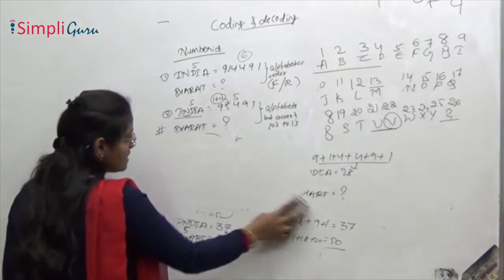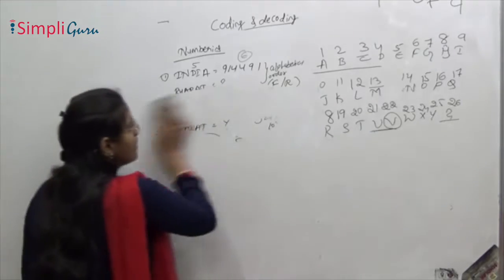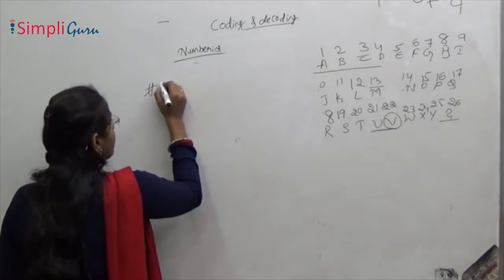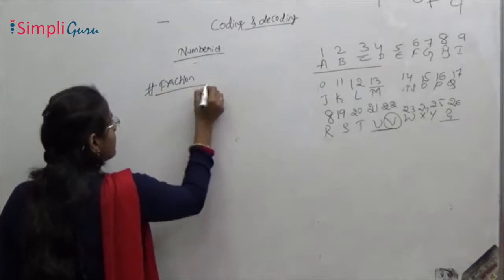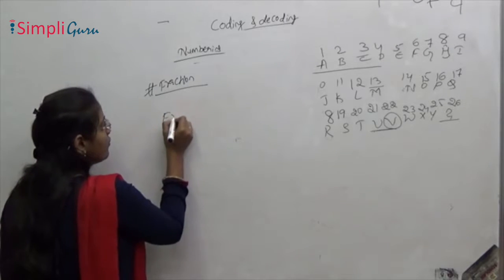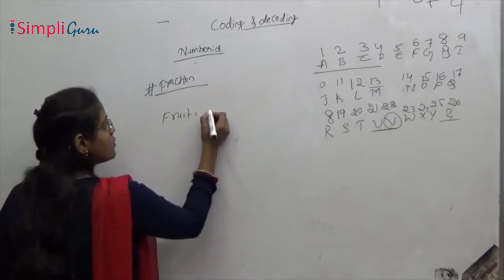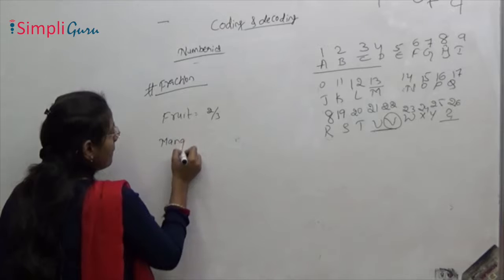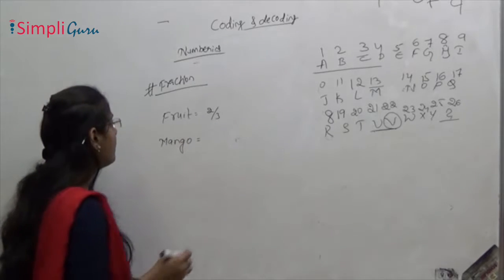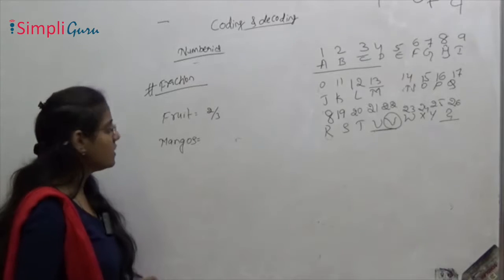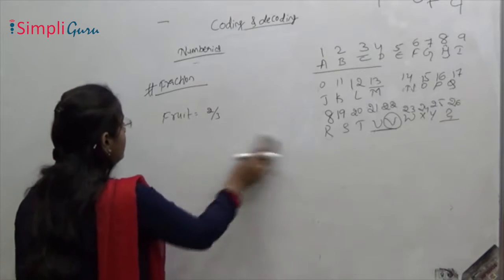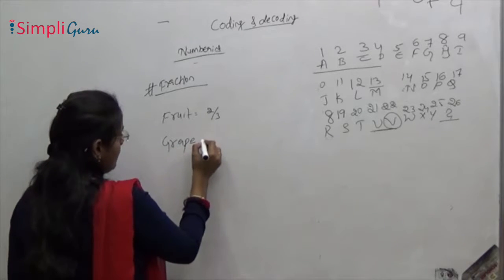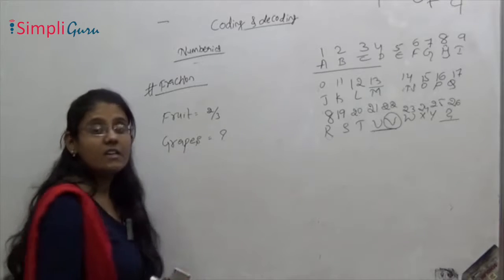Okay, I will be telling the last type of asking the question from the numbers. As I told in the last class, that is of a fraction. So very important, fraction based question. See, for the fruit, I will be writing in terms of 2 by 3. What is for the mangoes? What is for the, we will take some other word, grapes. What is for the grapes?